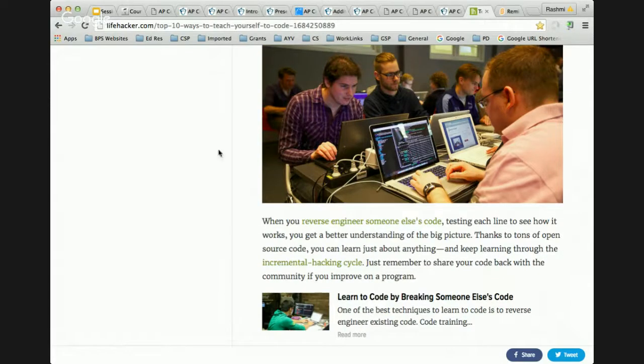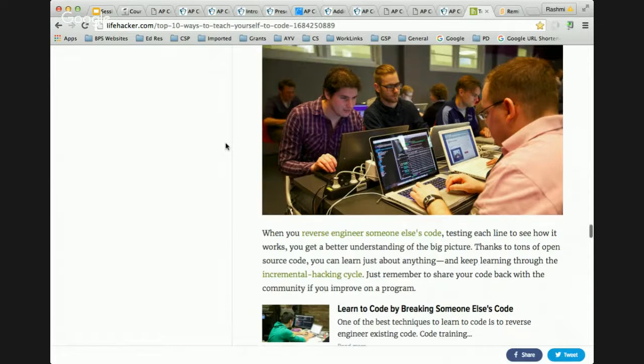So it's sort of a very age-old reverse engineering trick to learning coding as well.